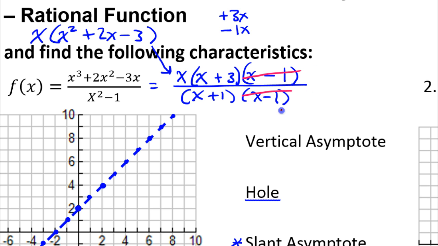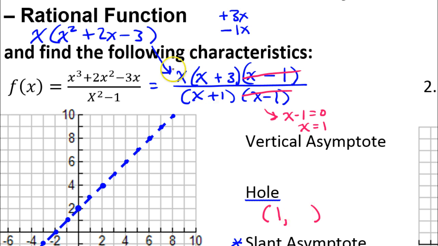Now, to find out where the hole is, we set x minus 1 equal to 0. So that gives us x equals 1. So that means the x value of the hole is 1. All right, so there's going to be a hole at 1 comma something. This is an ordered pair. It's a point. We're going to graph it as an open circle. But we need the y value.